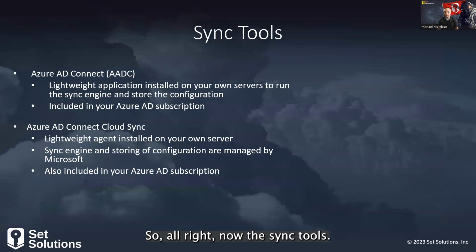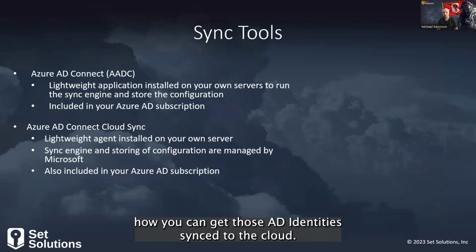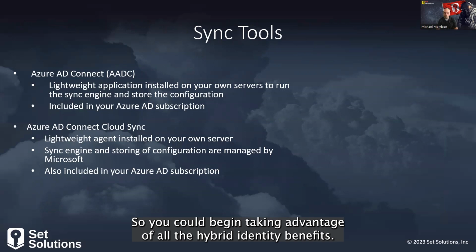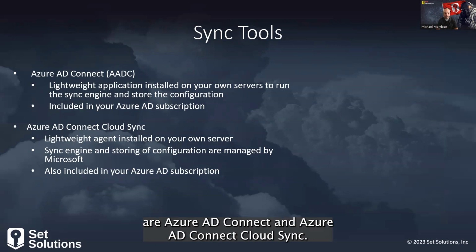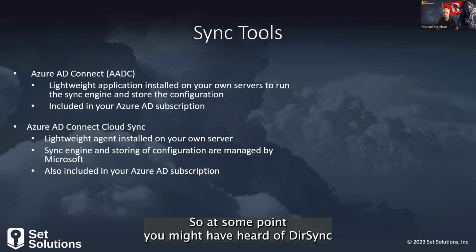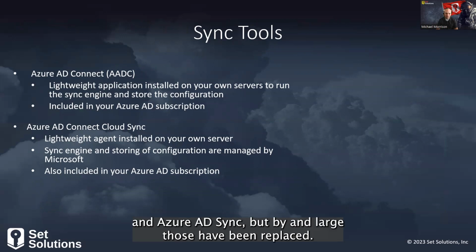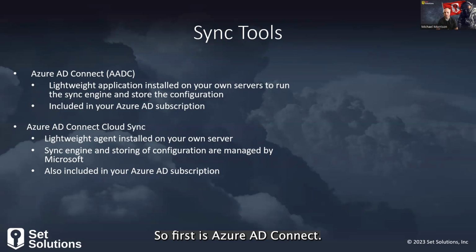So, all right, now the sync tools. Let's actually talk about how you can get those AD identities synced to the cloud so you can begin taking advantage of all the hybrid identity benefits. The two primary solutions provided by Microsoft today are Azure AD Connect and Azure AD Connect Cloud Sync. At some point you might have heard of DirSync and Azure AD Sync, but by and large those have been replaced.